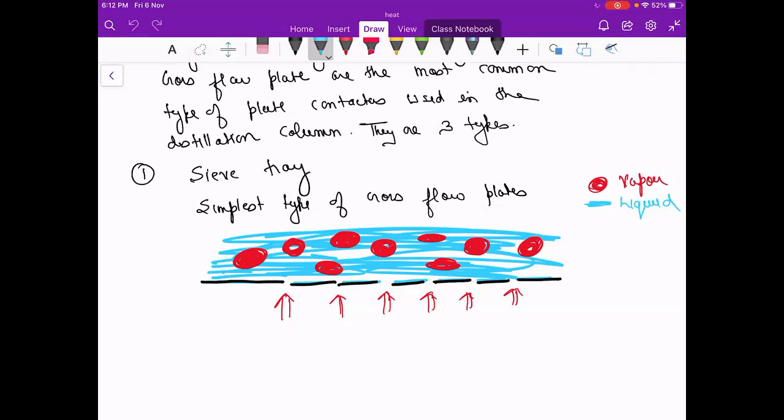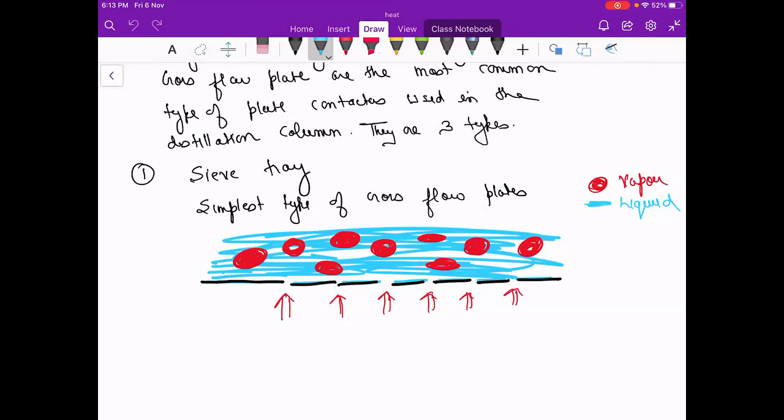What flow rate of gas and liquid you should maintain, you will see in mass transfer. There are certain terms in mass transfer: flooding, weeping, channeling. You are going to see that there, so that a particular optimum flow rate of the gas and liquid is maintained.